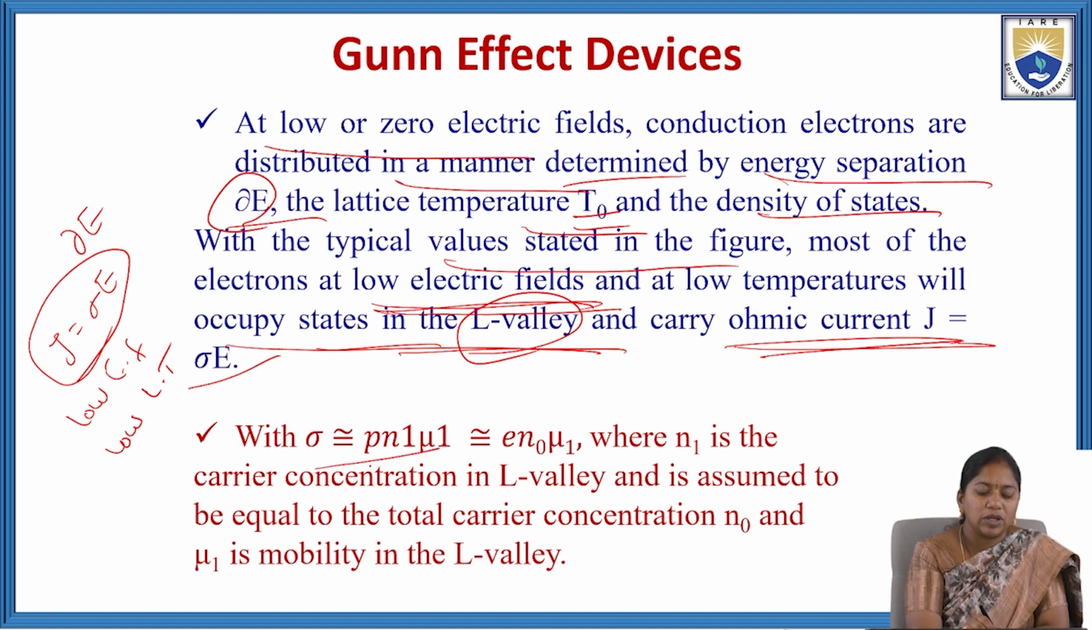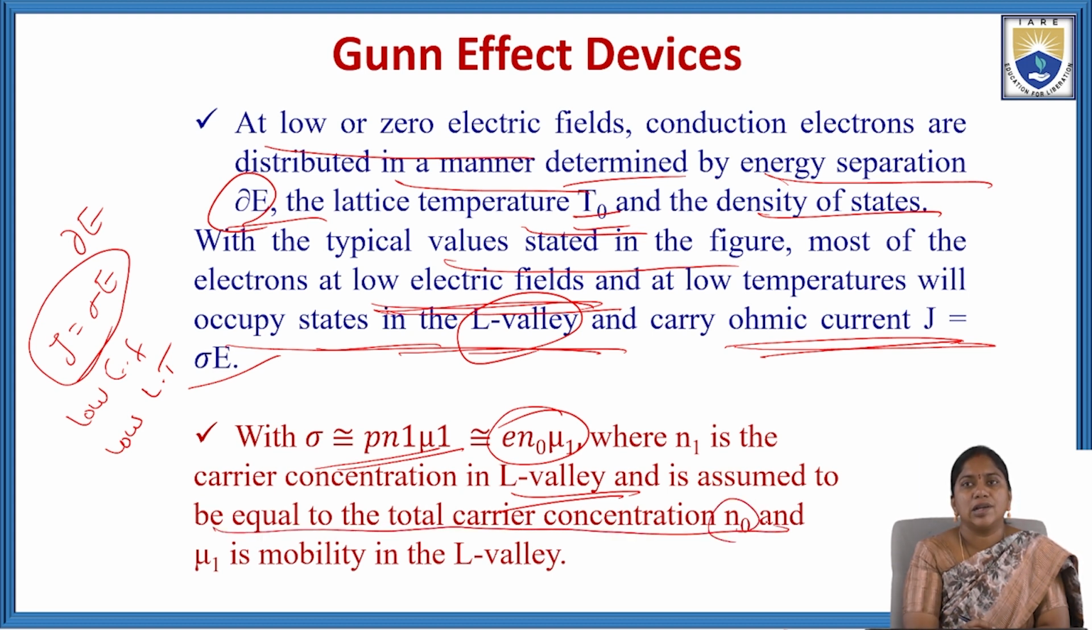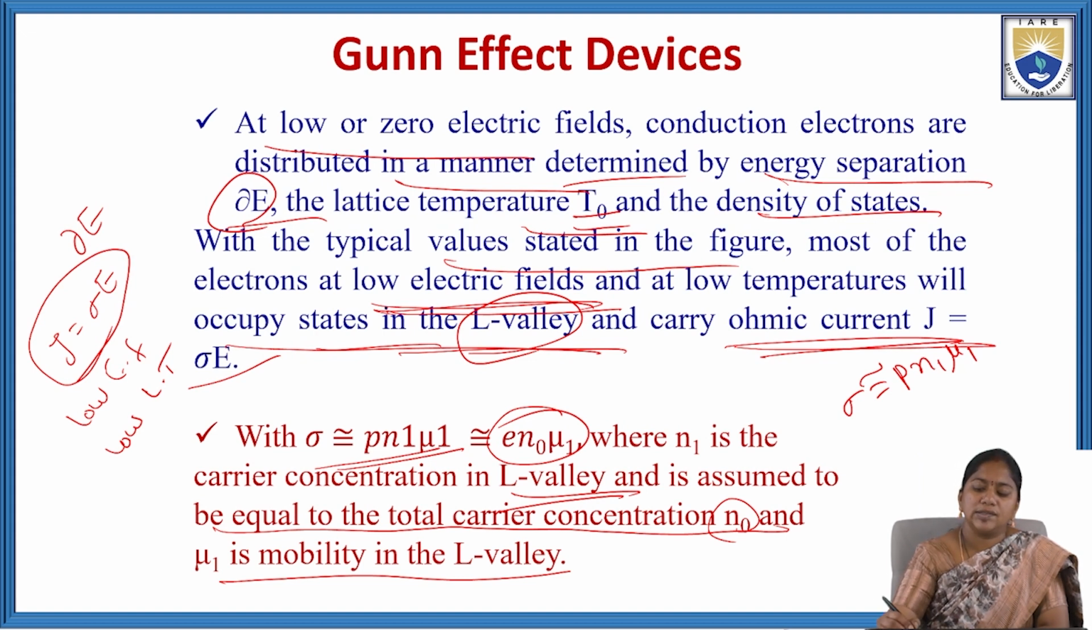With sigma approximately equal to e N1 mu1, that is approximately e N0 mu1, where N1 is the carrier concentration in the L valley and is assumed to be equal to the total carrier concentration N0, and mu1 is the mobility in the L valley.